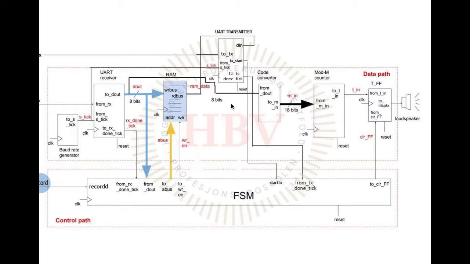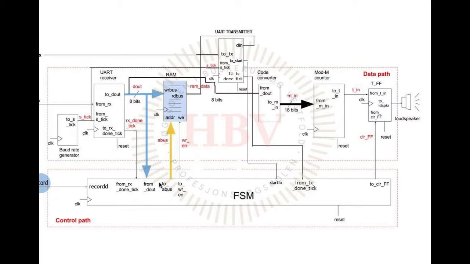The FSM will send a 1 from the start TX when the UART transmitter can start to send the data. Then, when the UART transmitter is finished with sending data, the TX done tick will send a 1 down to the FSM when all data has been sent.